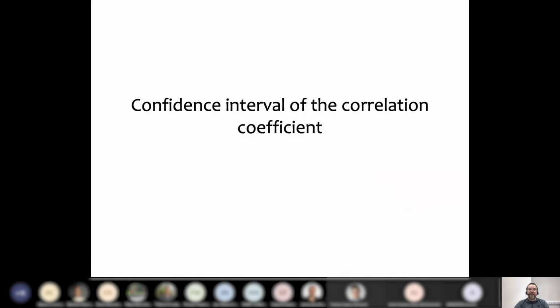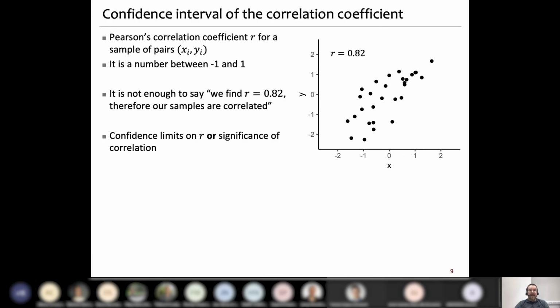The next one is a correlation coefficient. Just a quick reminder, correlation coefficient measures the level of relation between two variables x and y, and it's a number between -1 and 1. In this plot, you can see some x, y data, and a correlation coefficient of 0.82. But if you want to publish this, it's not enough to say that correlation is 0.8 and therefore our samples are correlated, because there is an uncertainty.